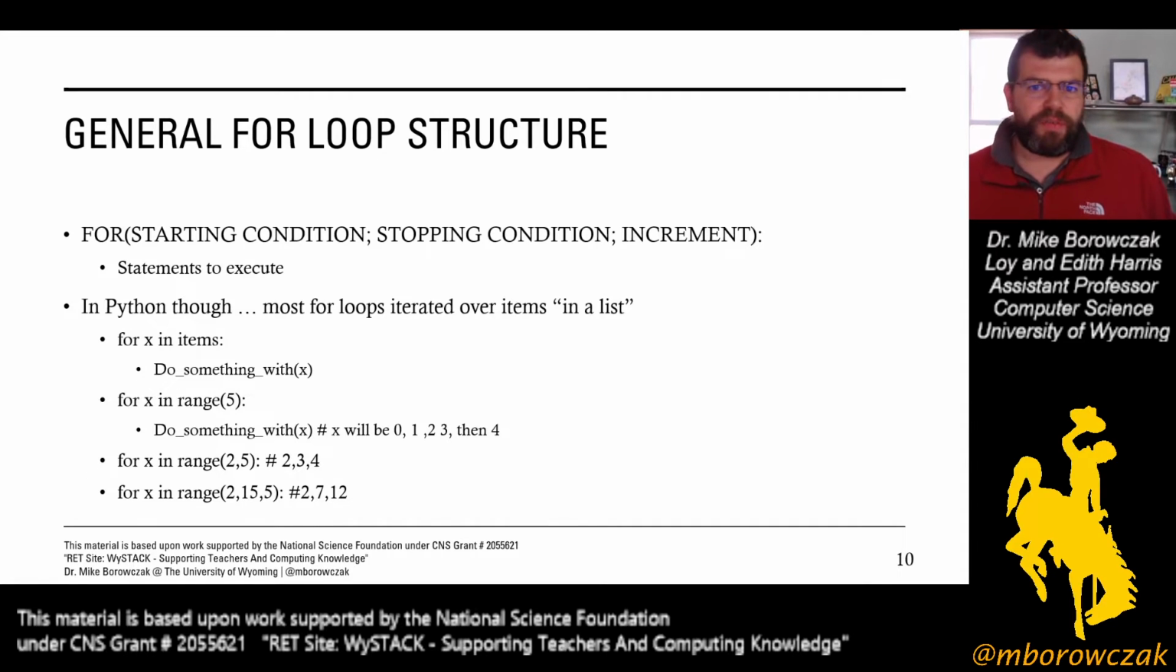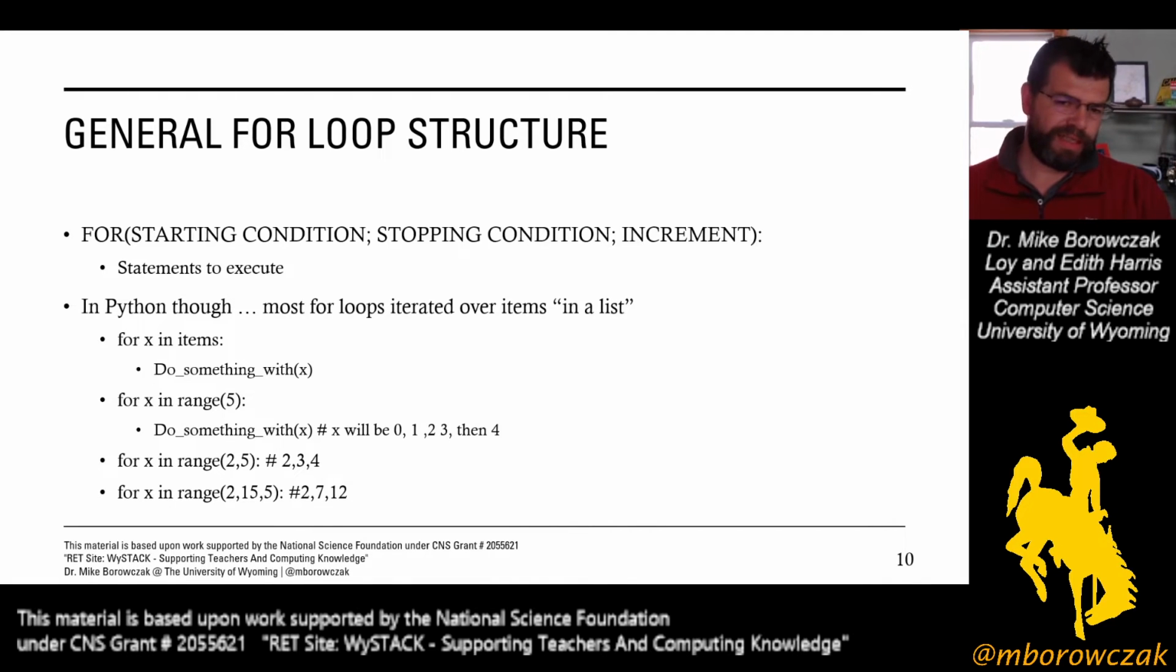So one last little bit before I have you do an activity. The general structure for loops in most programming languages looks like this. You have a for, and then a starting condition, stopping condition, and an increment. And then within your loop, the statements to execute. In Python, however, most of the loops are iterations over items in a list. And if you go back a few slides, you'll see that one of the types of iteration is for item in list, right? And so that's actually what most Python for loops look like.